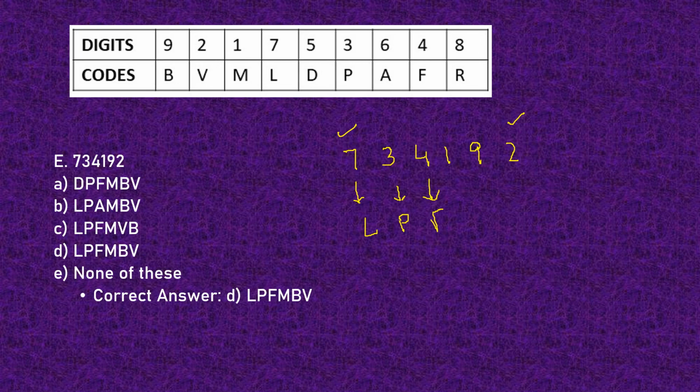4 is F. 1 is M. 9 is B. And 2 is V. So we get our answer LPFMBV, and option D is our correct answer. So isn't that quite simple?